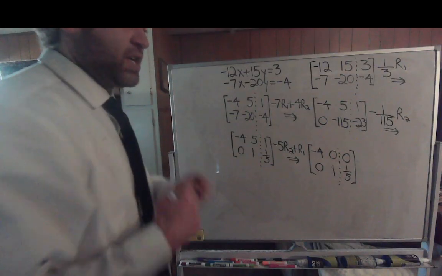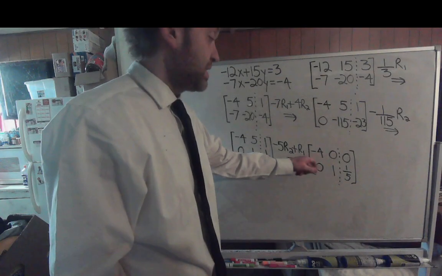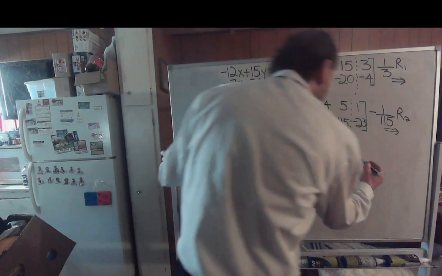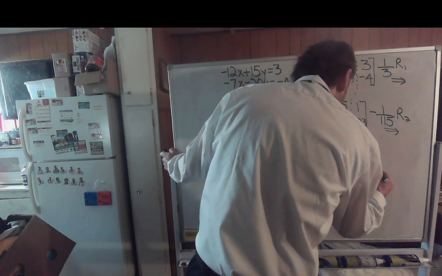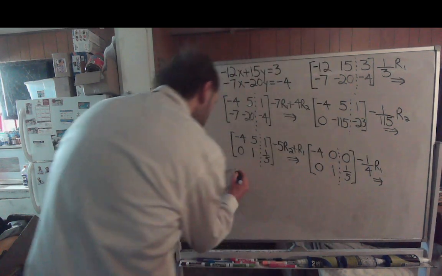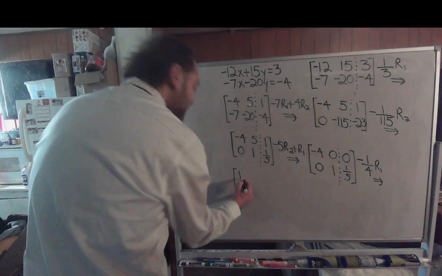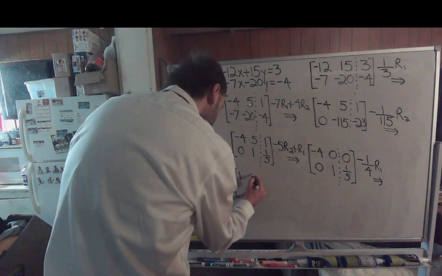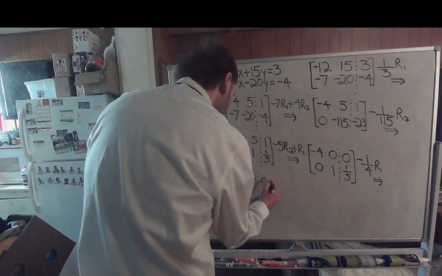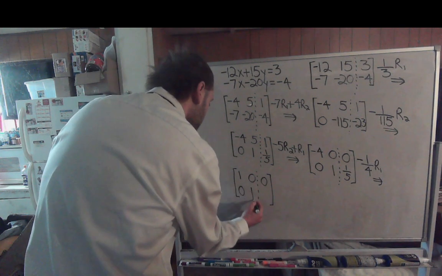We're almost to reduced row echelon form, but not there. The leading digit in row 1 is a negative 4. It should be a positive 1. So just take negative 1/4 of row 1, which will end up giving you negative 1/4 times negative 4 is positive 1. Negative 1/4 of 0 is 0. And then negative 1/4 of 0 is 0. Then you still have row 2, 0, 1, and 1/5.